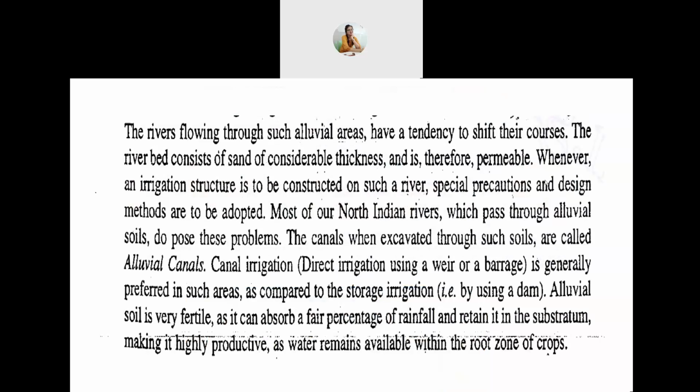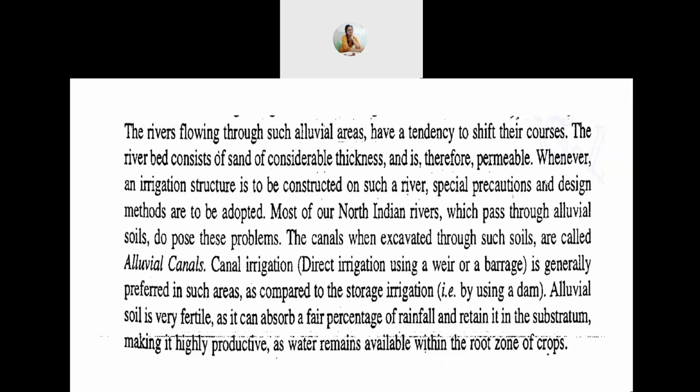The rivers flowing through such alluvial areas have a tendency to shift their courses. The riverbed consists of sand of considerable thickness and is therefore permeable. Whenever an irrigation structure is to be constructed on such a river, special precautions and design methods are to be adopted. Most of our North Indian rivers which pass through alluvial soils do pose these problems. So the canals when excavated through such soils are called alluvial canals.